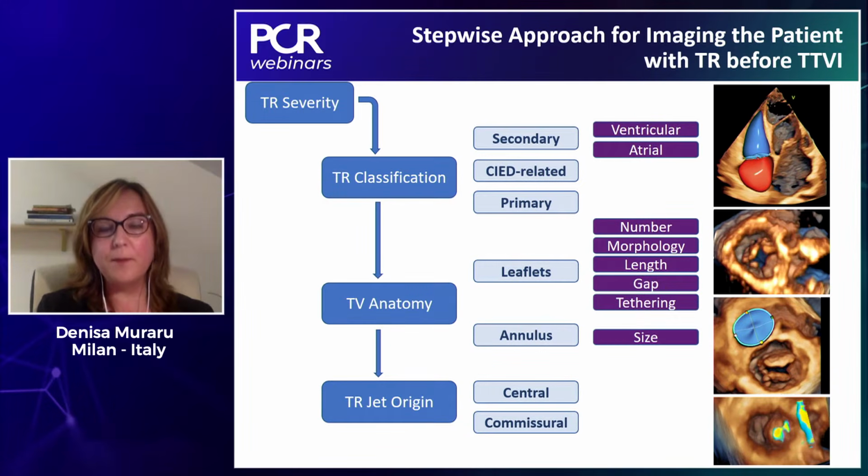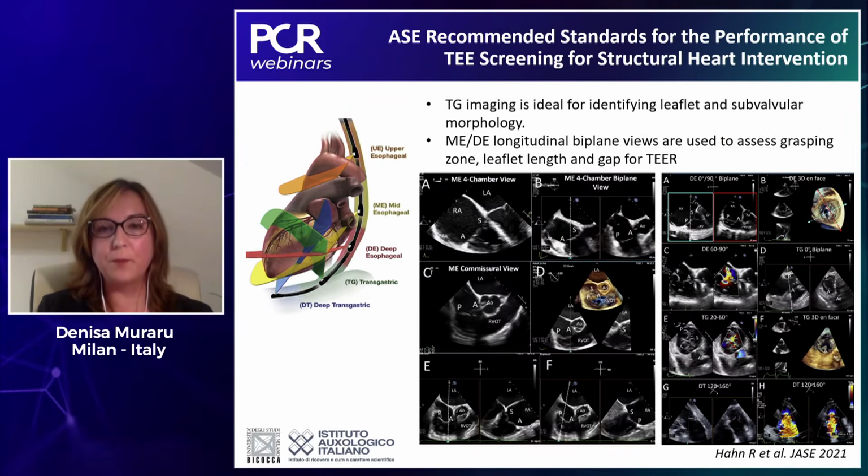And so going on with a stepwise approach for imaging the patient with TR, we reach the anatomy, which is tremendously important when it comes to intervention repair of the tricuspid regurgitation. And this is the opposite from the surgical repair. We have to have very detailed analysis of the leaflets and of the annulus. And from the leaflets, it is not only important the number, but also the length, the depth, the tethering, and so on.